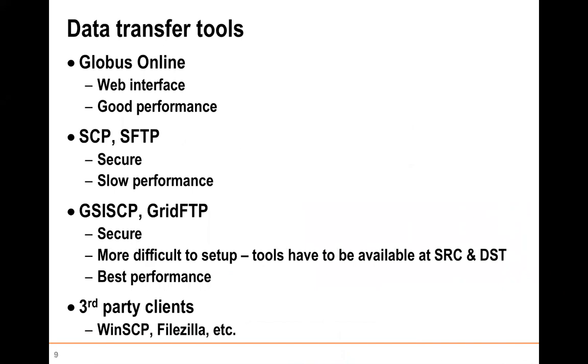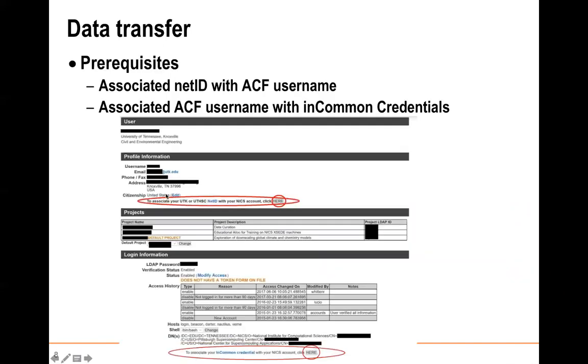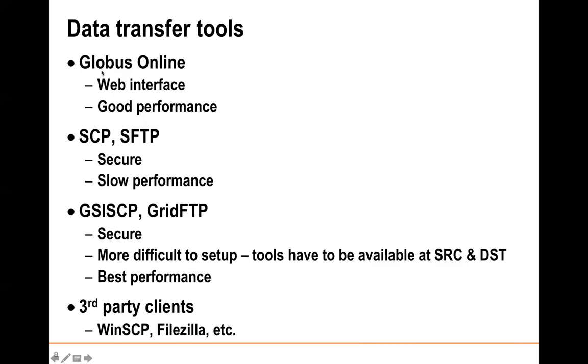Globus Online is the first one we kind of recommend for folks. It's fairly easy and straightforward. The only difficulties come into play when either your username is not associated yet or you don't have the DN. If you got those two things in place, then it's fairly easy to use Globus Online. We'll take a look at that here in just a second to show you what it looks like. It is a web interface, so you can do it all from your web browser. So it's nice, it's easy, and very simple to use. It gets pretty good performance. It's not the best performance, but it's reasonable performance depending on what your network connections are.